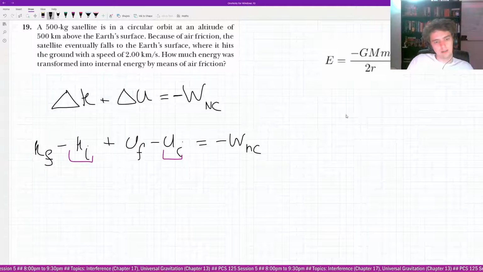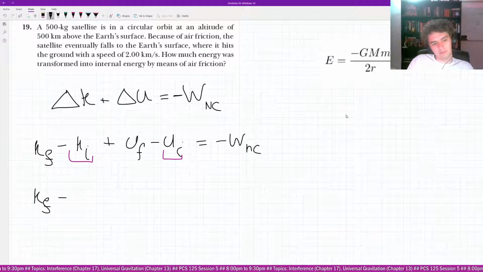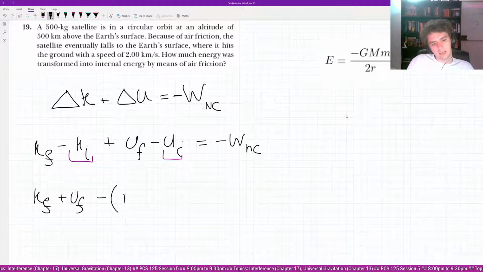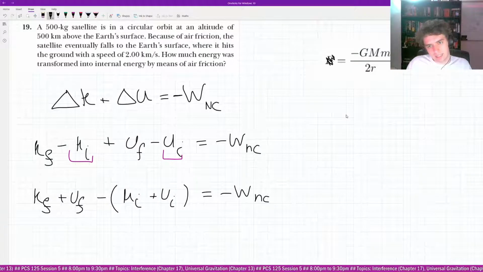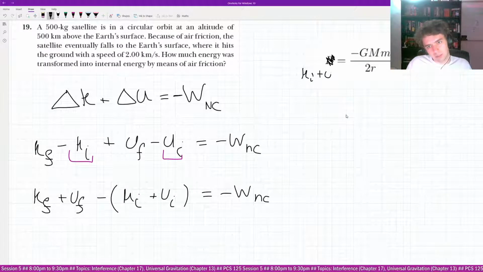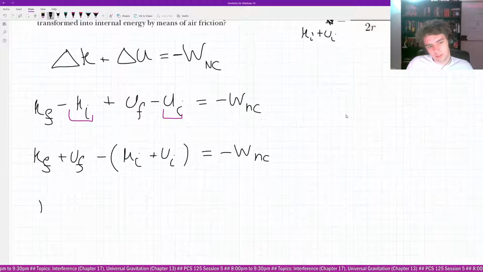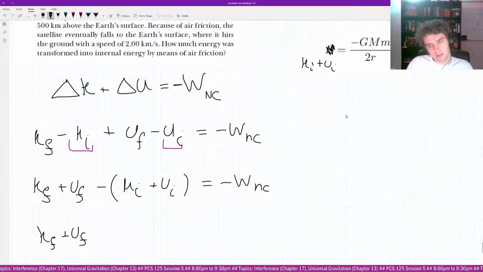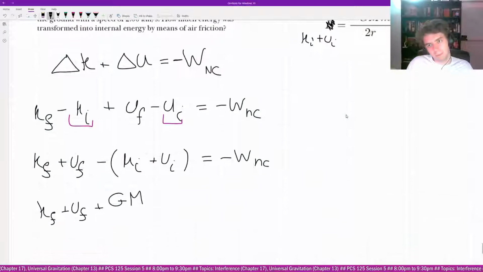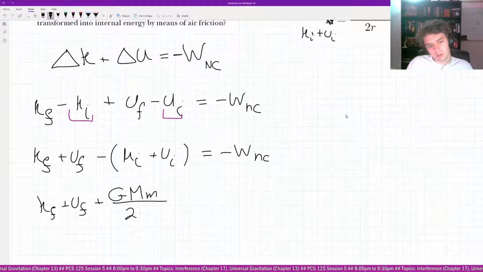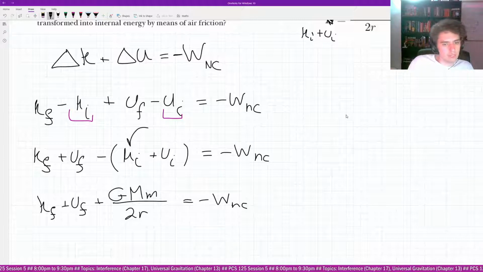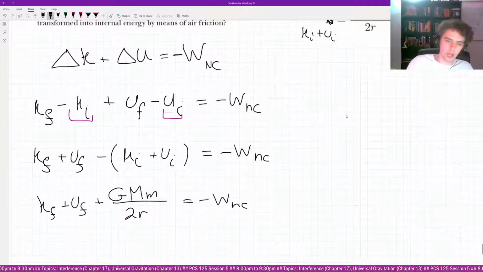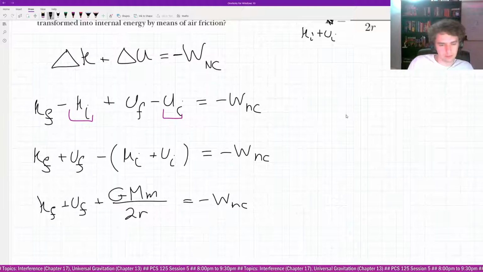So I can rearrange this to Kf plus Uf minus Ki plus Ui equals negative work non-conservative. Well, this is equal to Ki plus Ui. That is that. So this is just going to be Kf plus Uf plus GMm over 2r equals negative work non-conservative. So you don't actually have to do that. You can totally find what Ki and Ui are separately, but this just knocks off one whole fraction that we have to deal with, because now it's 3 fractions instead of 4.